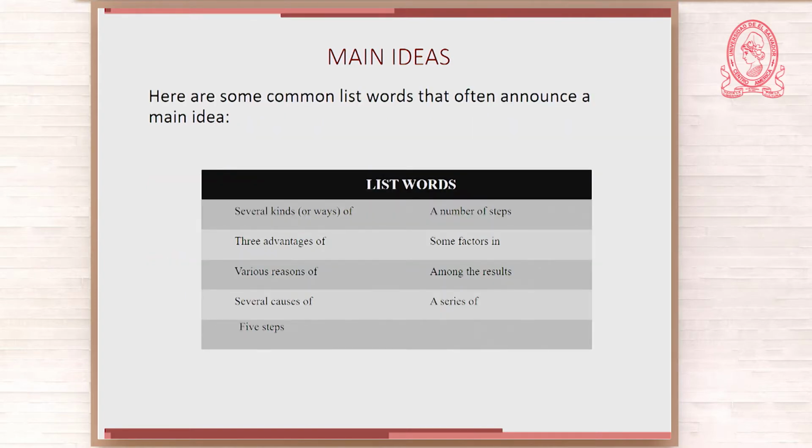Here are some common list words that often announce a main idea: several kinds of or several ways of, three advantages of, various reasons of, several causes of, 5 steps, a number of steps, some factors in, among the results, a series of. Notice that each has a word that ends in S. The plural suggests that the supporting detail will be a list of items.